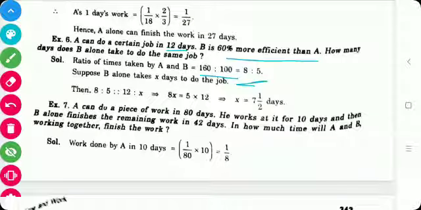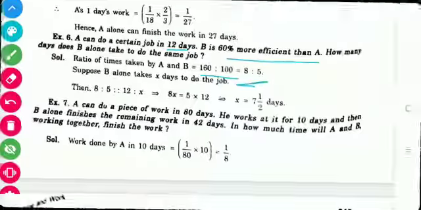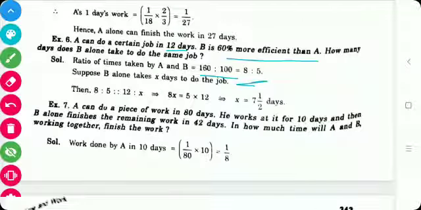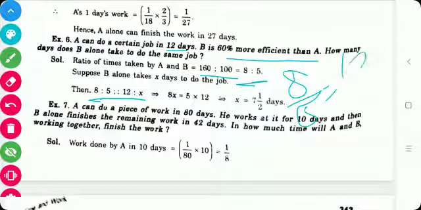Okay. Suppose B alone takes x days to do the job. So we will write 8 to 5 is equal to 12 to x. So 8 upon 5 is equal to 12 upon x. So it is 8x is equal to 12 into 5, which means 8x is equal to 60. So x is equal to 7.5 days.